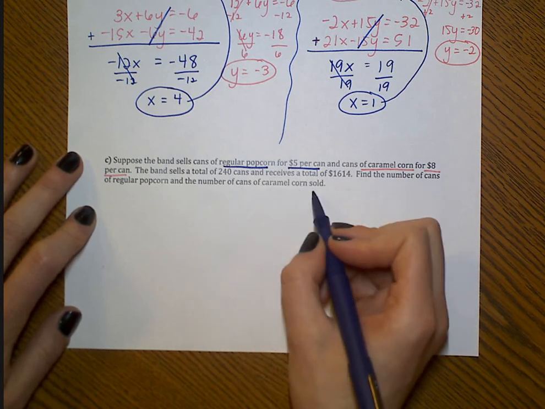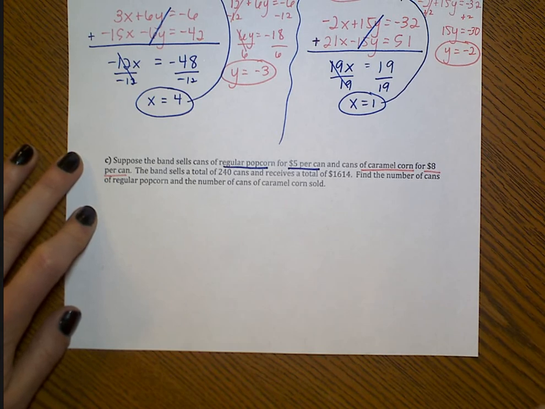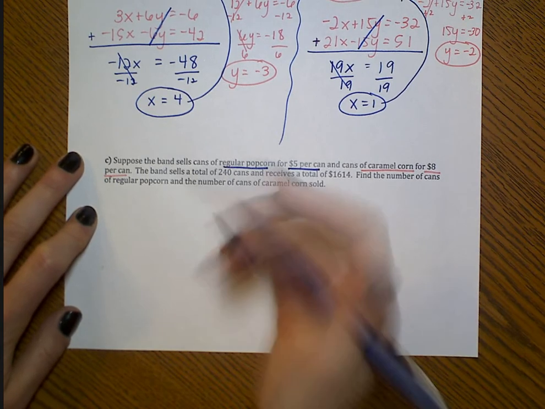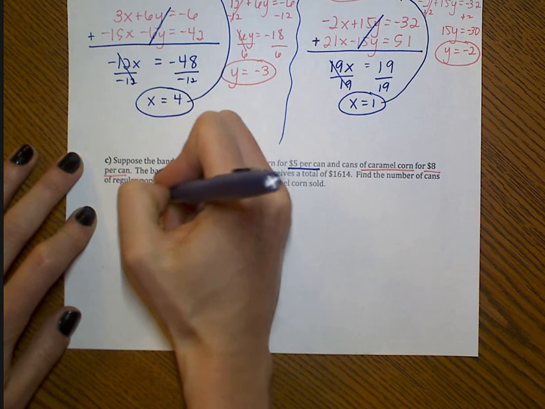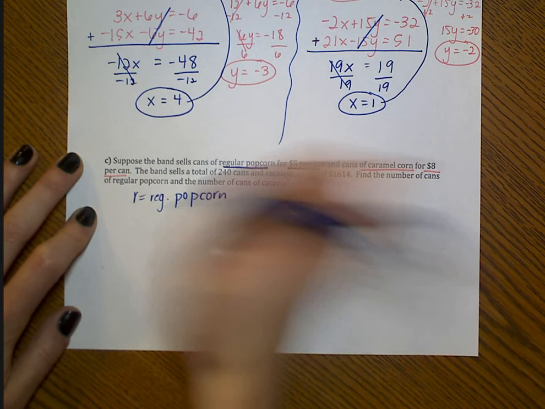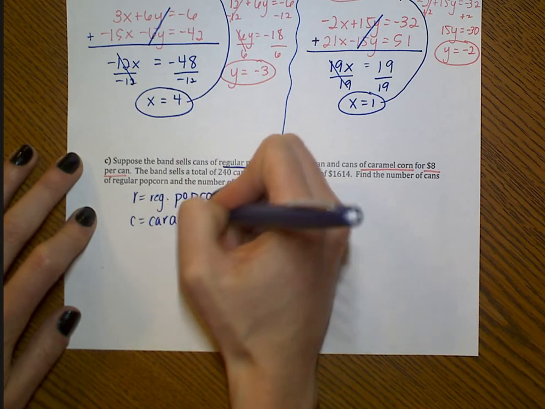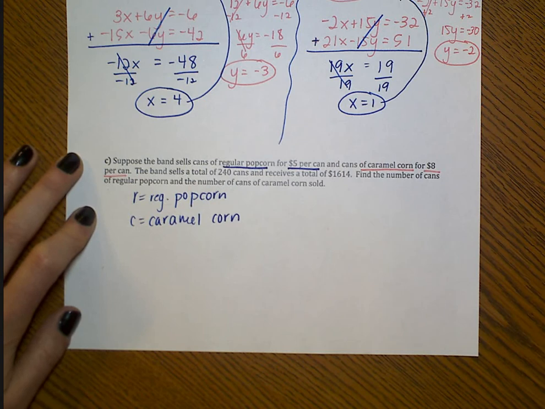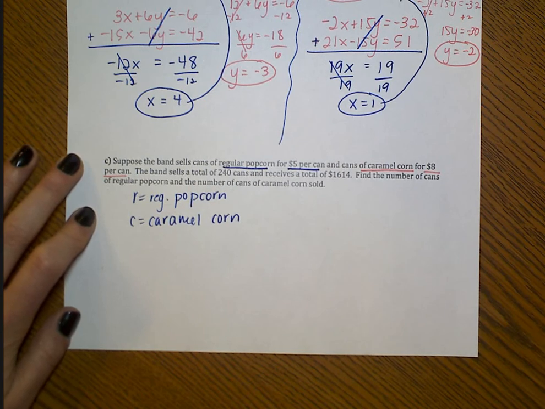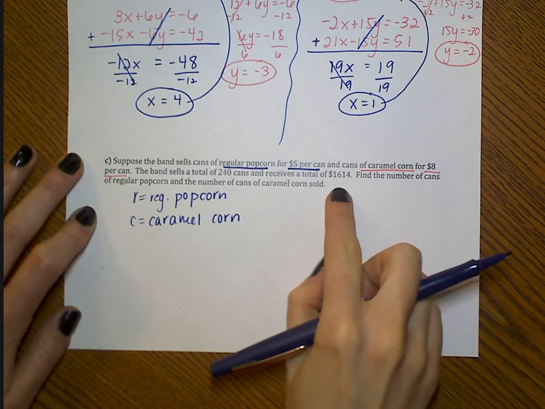We want to find the number of cans of regular popcorn and the number of cans of caramel corn that the band sold. Now, the last sentence is going to give away your 2 variables. So it looks like I've got regular popcorn. So we'll use R. And we've got caramel corn. So we'll use C. Now you kind of got a lot going on here.